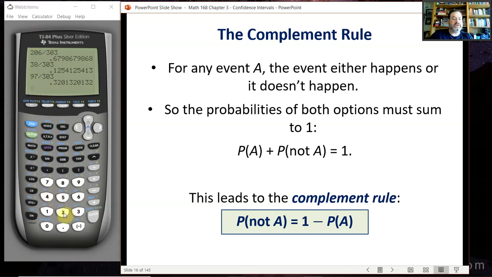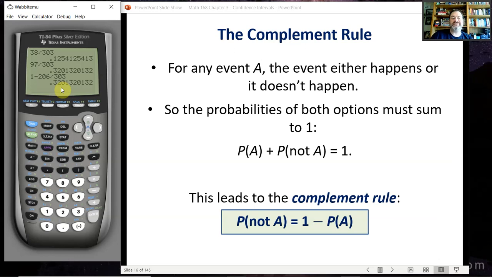So here's an example. The probability of being a music performer was 206 out of 303. So we just take 1 minus the probability of being a music performer. We just did that one in the previous problem. And if we hit enter here, you get this 0.320, which is the same as the probability we computed before. So it doesn't matter what order you do it in.